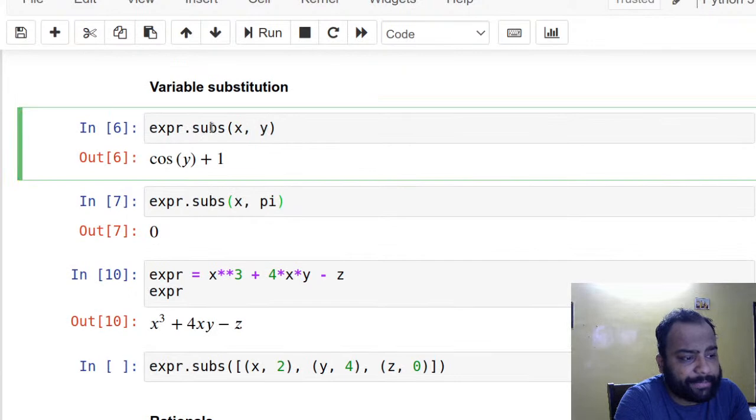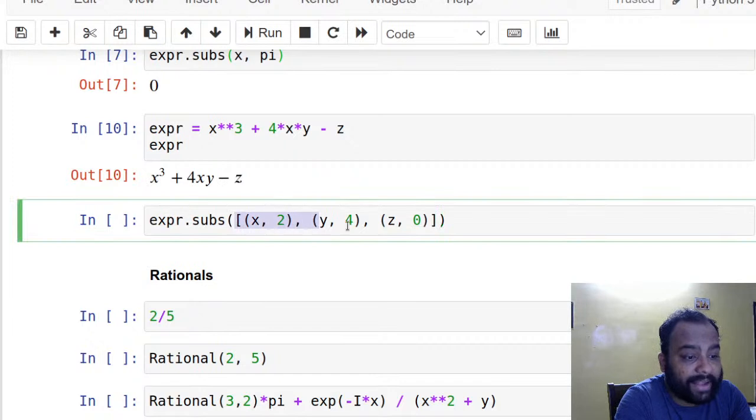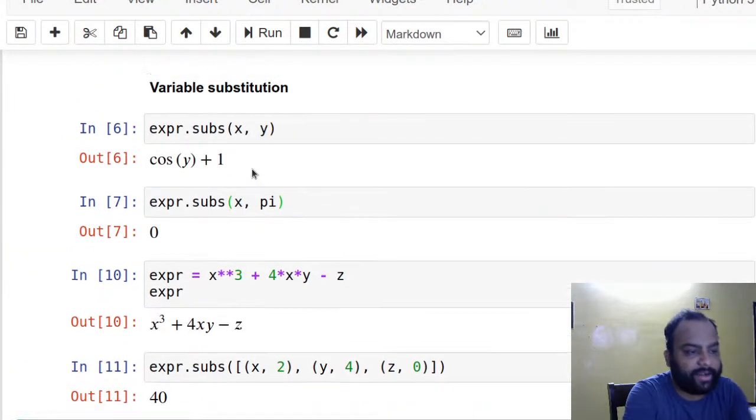See, I did the substitution by calling the subs method on the expression variable here. I can pass in a list of tuples. So what I'm saying is that, on this expression, x has a value of 2, y has a value of 4, and z has a value of 0, and evaluate the values. So it evaluates everything, right? So I can do this kind of substitution.